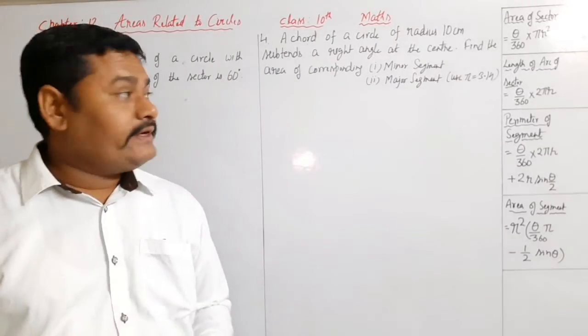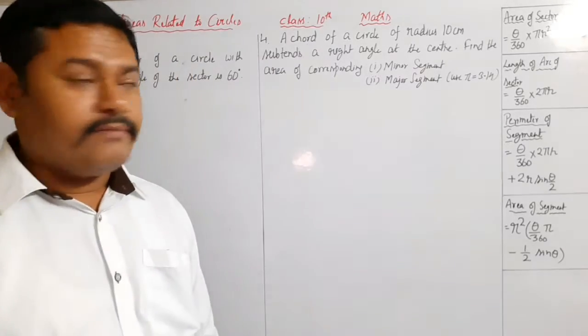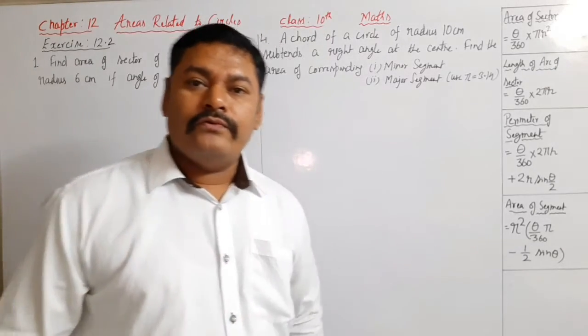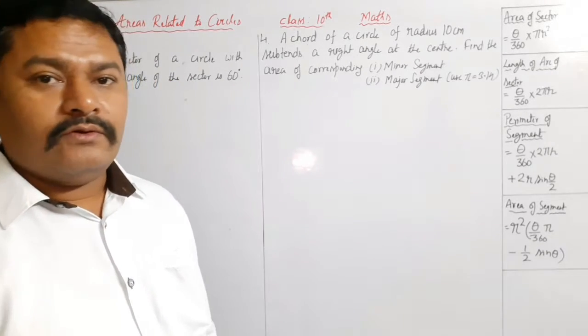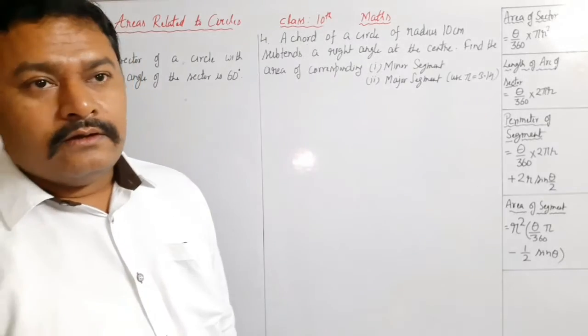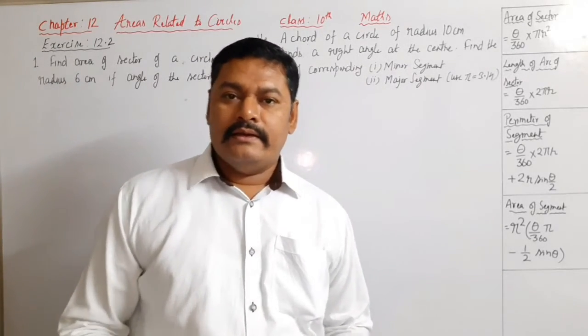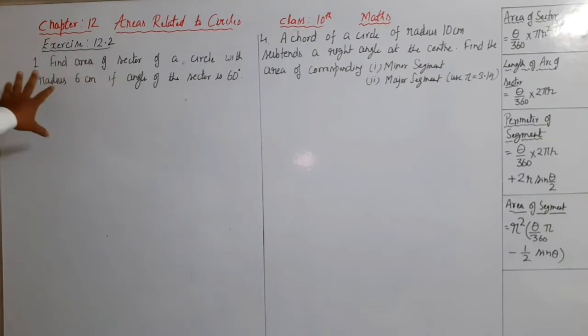Okay, students, as we have done these four formulae, the area of sector, area of segment, perimeter of segment, and perimeter of sector, and how to find length of arc of the sector. So let us now apply these formulae in the questions. Let us start exercise 12.2, question number 1.